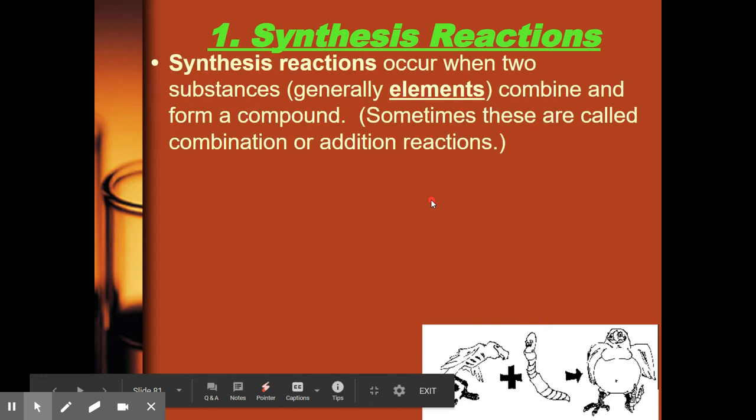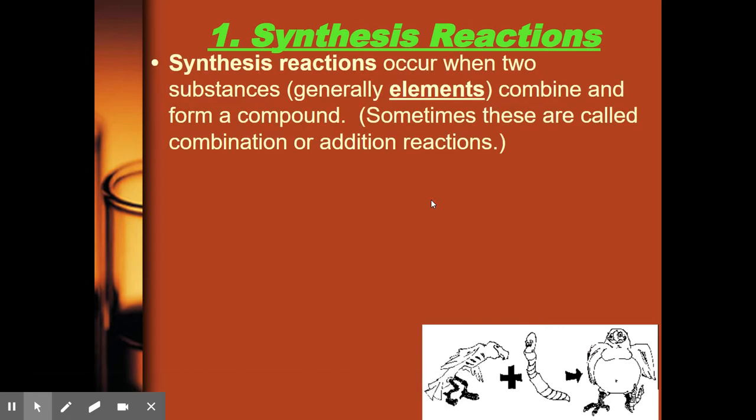A synthesis reaction occurs when two substances, usually elements, combine to form a compound. You can have compounds form bigger compounds, but a lot of times it's elements. Other names for these are combination reactions or addition reactions. This addition reaction we will revisit when we get to organic chemistry. But they're all synthesis. They're literally just putting things together. But you have to put them together correctly.